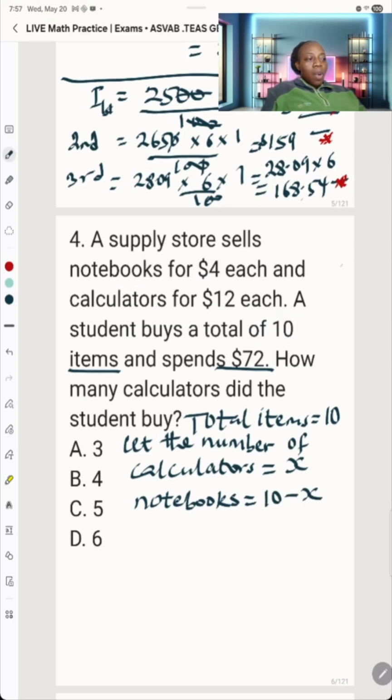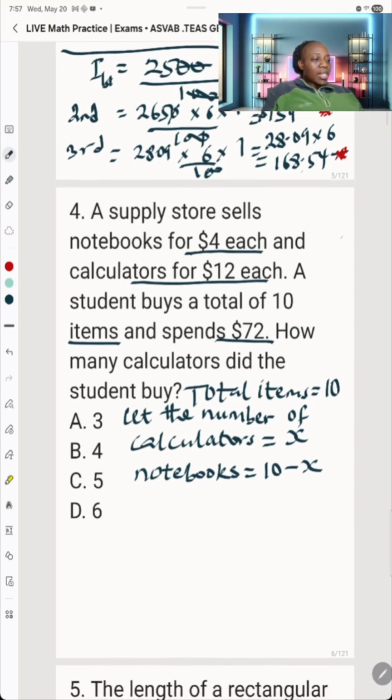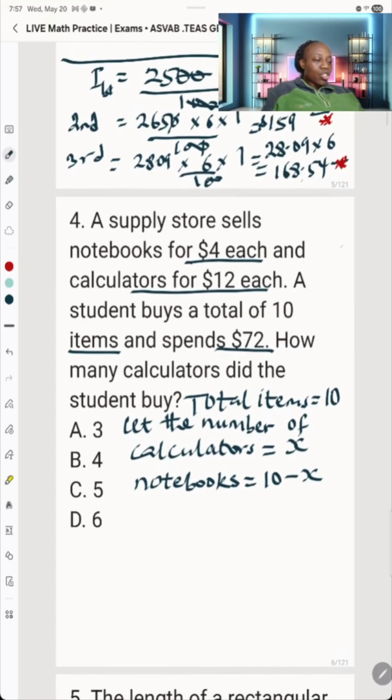Notebooks are $4 each, calculators $12 each. So let's see the cost, because we are looking at the total cost. Total cost is 72. Then their individual costs will be what? The individual cost for the calculators is x multiplied by 12, because they said it is 12 each. So this is going to be 12x.